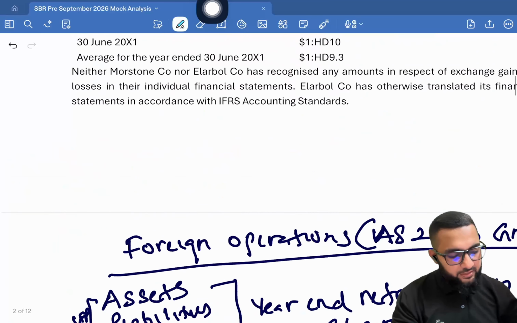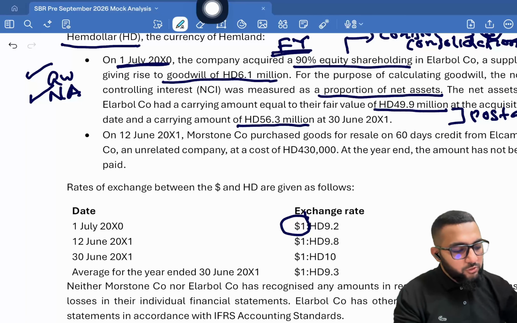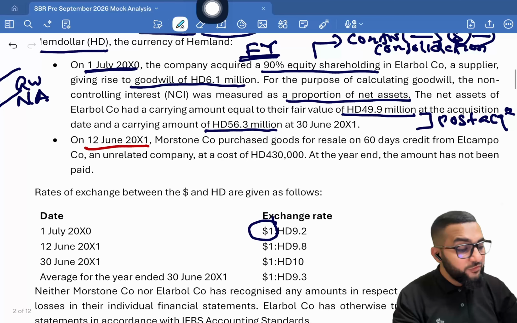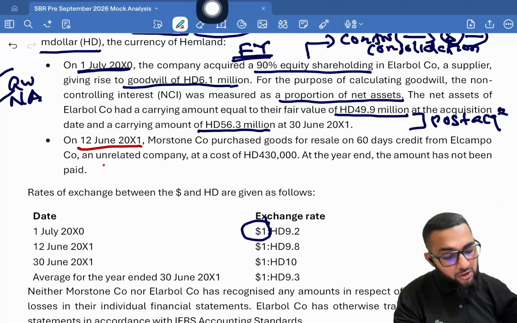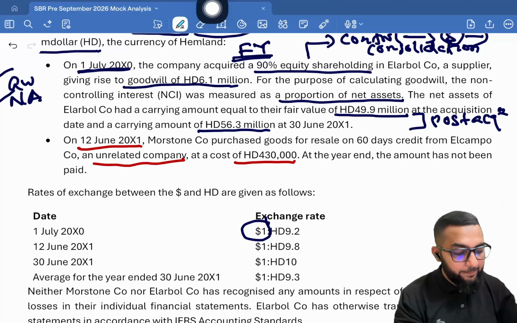Then you have the second transaction. On 12 June 20x1, closer to year end, Morstone Co purchased goods for resale on 60 days credit from El Campo Co, an unrelated company, at a cost of HEM $430,000. At the year end, the amount has not been paid.